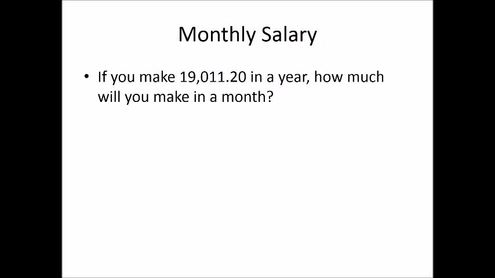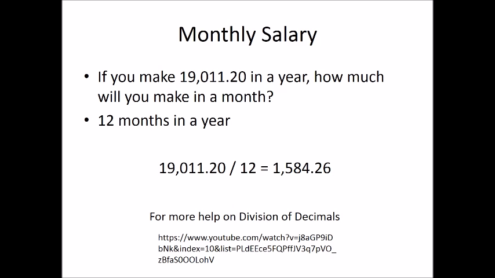At the beginning of the video, I talked about how many months in a year. We know there's 12 months in a year. Am I right? There you go. 12 months in a year. So what we do is we take $19,011.20 and we divide it by 12, and we'll get our monthly salary, which is $1,584.26 a month. If you need some help in division with decimals, same thing. Type in Mr. Beuthin's class, division of decimals, and he'll show you how to divide with decimals.